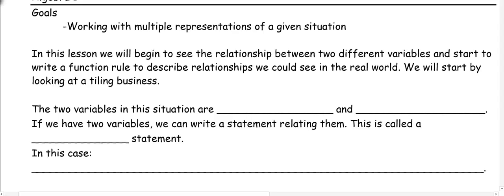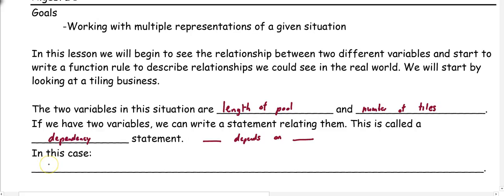So in this case, when we're looking at tiling a pool, the variables are the length of the pool and the number of tiles. So if we have two variables, we can write a statement relating them. This is called a dependency statement. So in this case, we're always going to have something depends on something else.